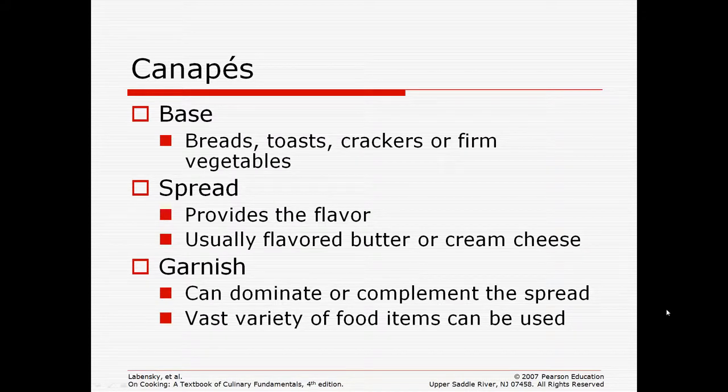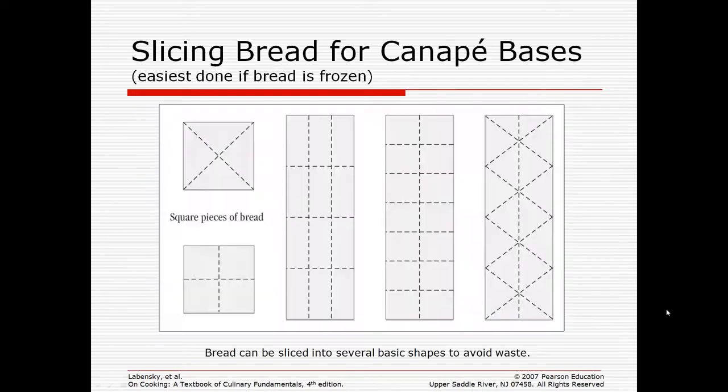There is the base, which is the bread or toast, cracker, or vegetable that the rest of the food is built on. There is a spread that usually goes on top of the base, and this provides flavor. It's usually a flavored butter or cream cheese type of mixture. And then there is your garnish, and this can dominate or complement the spread, and there's a vast variety of food items that can be used for this.